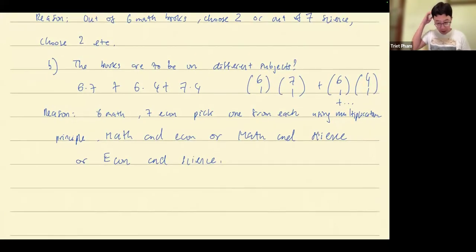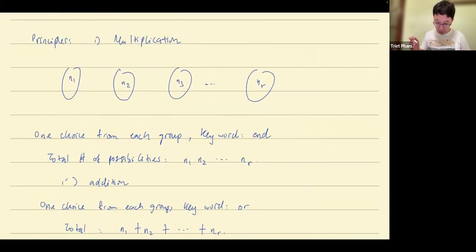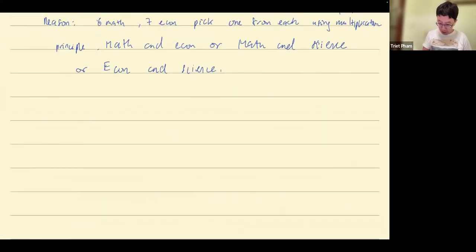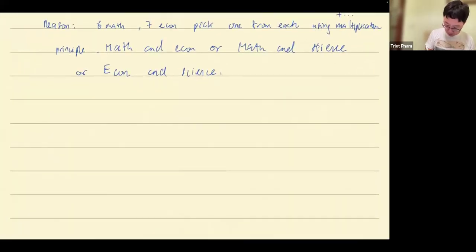Now, the next principle. Those are the basic ones. The second is permutation. So the first one is the permutation of an object.